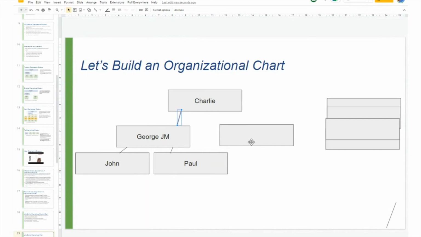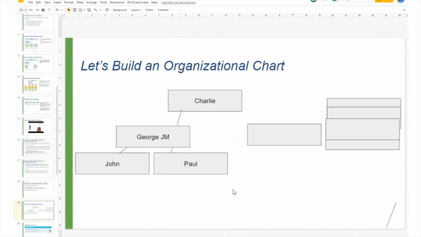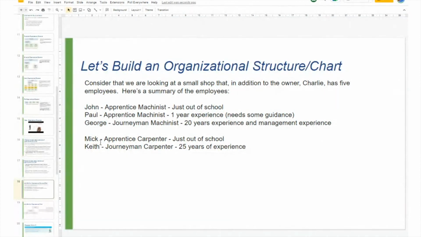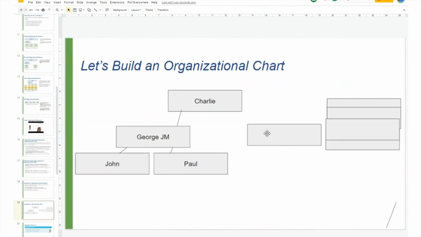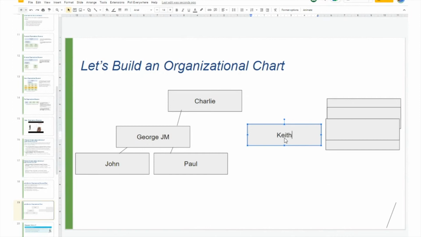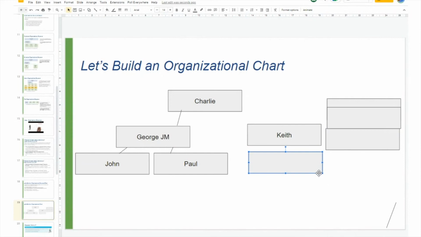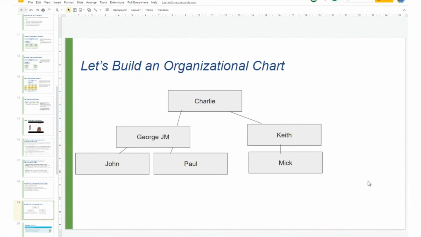Now for the carpentry group here below, there's Mick and Keith. Now there's 2 of them. The question is, who should be the lead? The apprentice carpenter or the journeyman? Well, the journeyman has a lot more experience, and probably Keith could learn from Mick. So if we had Keith here and Mick, this would be the setup. So this could be an example of an organizational chart for this organization. Mick is below Keith. Keith is responsible for Mick.